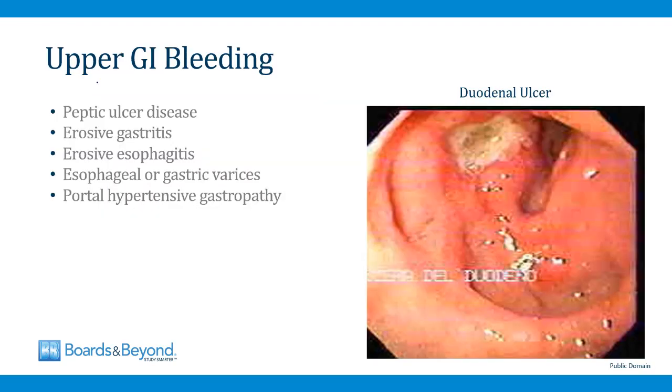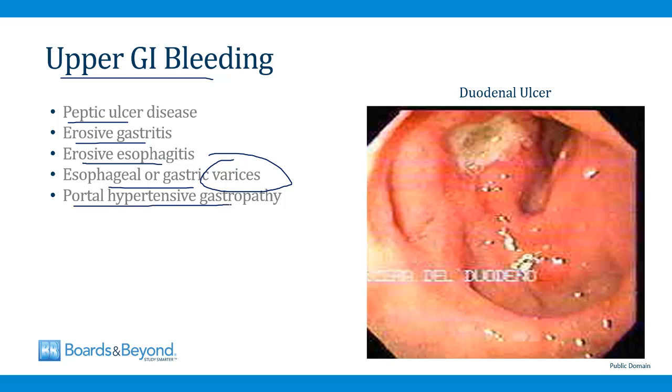Shown on this slide are some of the common causes of upper GI bleeding. So any process that erodes the mucosa of the upper GI tract can cause upper GI bleeding. So this could be a peptic ulcer, this could be erosive gastritis, it could also be erosive esophagitis. Patients with cirrhosis who develop esophageal or gastric varices can have bleeding from these variceal vessels. And then when patients have portal hypertension from chronic liver disease, the mucosa of the stomach lining can become friable and bleed easily. This is called portal hypertensive gastropathy, another common cause of upper GI bleeding.